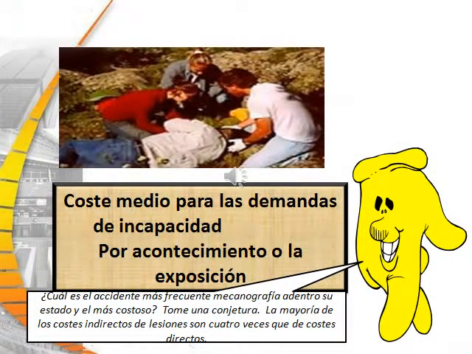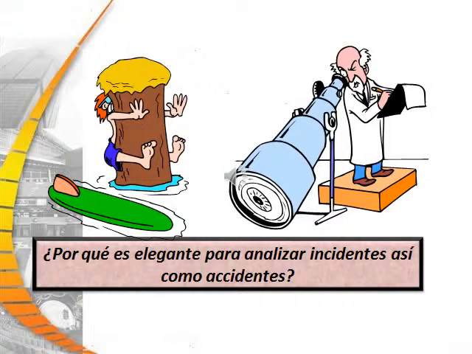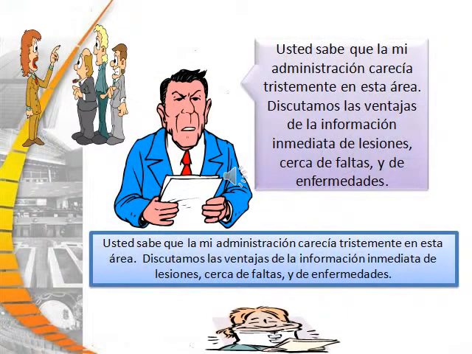The average cost for a disabling claim by event or exposure. What are the most frequent accident types in your state? And what are the most costly? Take a guess. Most injuries' indirect costs are 4 times that of direct costs. Why is it smart to analyze incidents as well as accidents? What are the benefits to the employer when employees report incidents and injuries immediately?